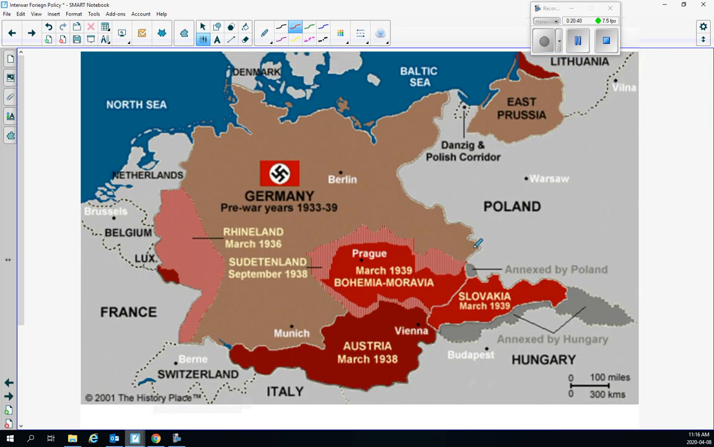Here's a more detailed map of what's going on in terms of Lebensraum, German expansionism. So step one, of course, was remilitarizing the Rhineland. He wasn't supposed to do this. There's the unification with Austria, Anschluss with Austria in 1938. Again, he's not supposed to be doing that. There is the annexation of the Sudetenland under the Munich Pact. And then he comes later and takes all of Czechoslovakia. So a really good visual of Lebensraum, of German expansionism.